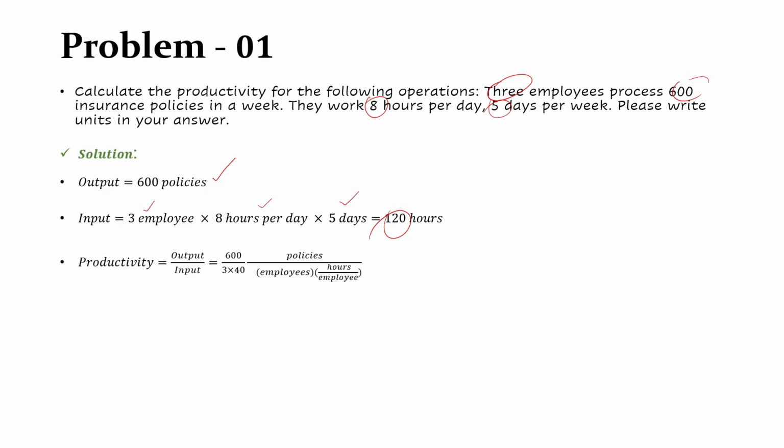In order to calculate the productivity, we use the formula for the productivity, which is output over input. Our output value is 600 and our input value is 120 hours. We calculate the value of productivity as 5 policies per hour, and this is how you calculate the productivity of a process.